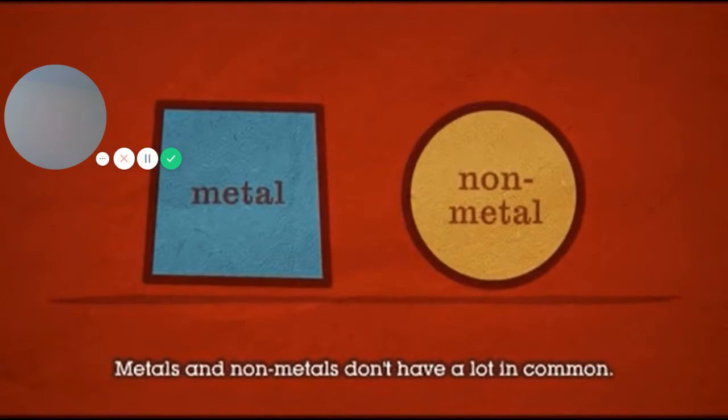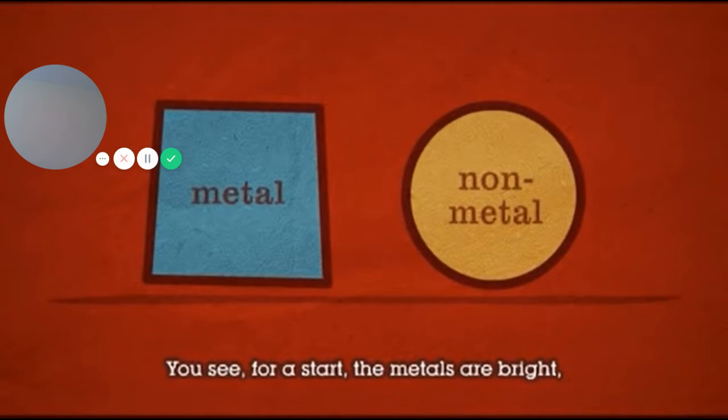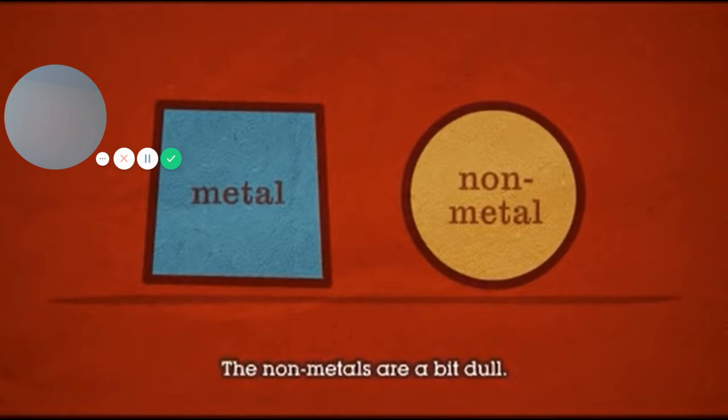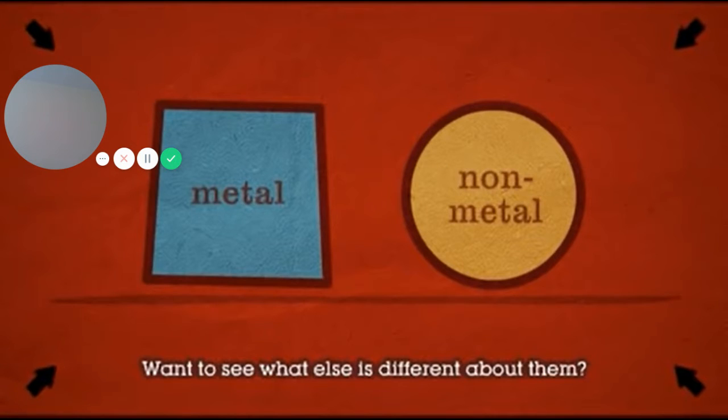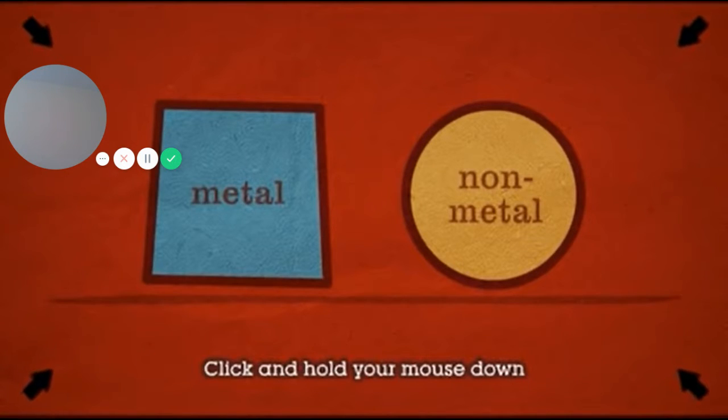Metals and non-metals don't have a lot in common. You see, for a start, the metals are bright, exciting looking and shining. The non-metals are a bit dull. Want to see what else is different about them? Click and hold your mouse down to see what happens.